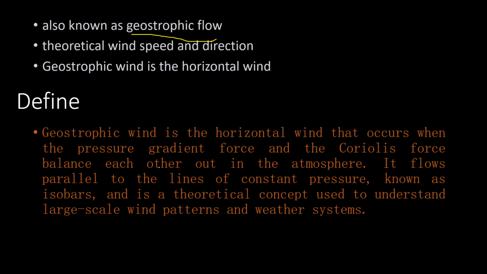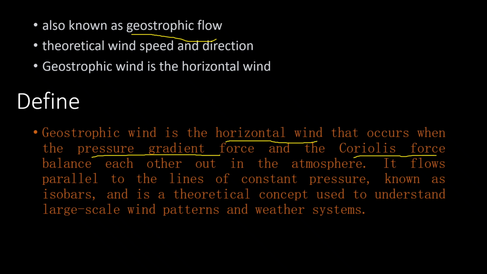Okay. Then we can define geostrophic wind as a horizontal wind that occurs due to two important forces in the earth: the first one is pressure gradient force and the second one is Coriolis force. So geostrophic winds are horizontal winds that occur due to the pressure gradient force and Coriolis force balancing each other in the atmosphere. It flows parallel to the lines of constant pressure.